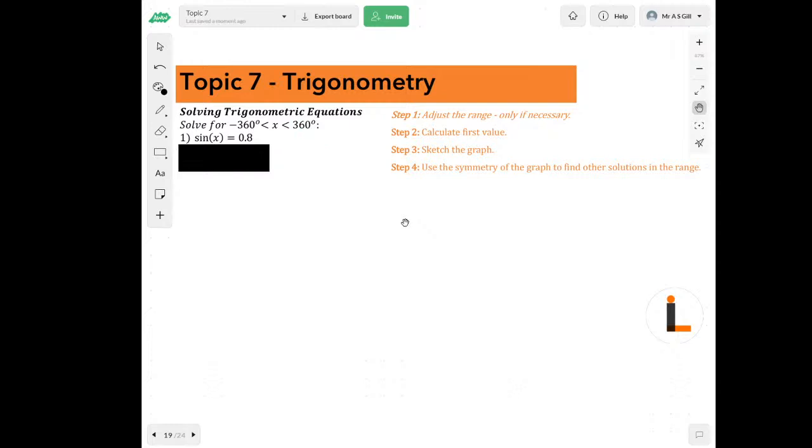For now, we're just going to keep it very straightforward, as we always do, go through the basics first and then scale it up gradually. So we're going to go straight to step 2 and calculate the first value. If sine x is equal to 0.8, then x is going to equal sine inverse of 0.8. And we get our value of 53.13... and so on. This is called our principal value or primary value. It doesn't really matter, but we can call it our first value.